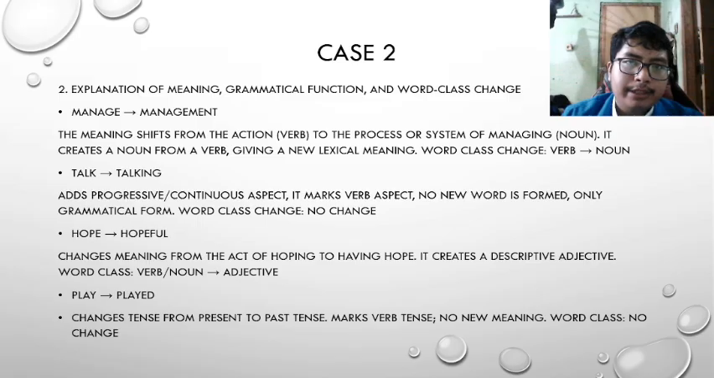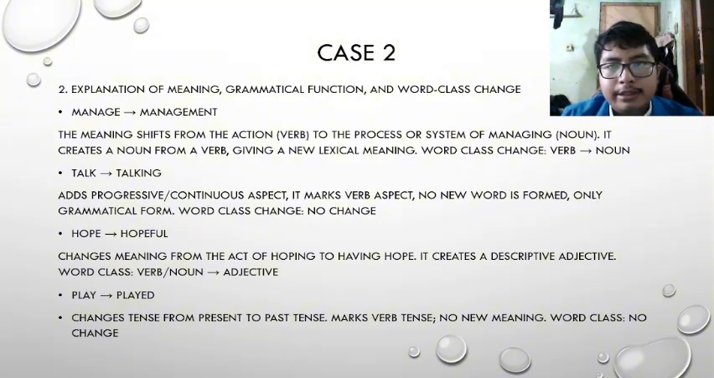Explanation of meaning, grammatical function, and word class change. Manage to management: the meaning shifts from the action verb to the process or system of managing, a noun. It creates a noun from a verb, giving a new lexical meaning and a word class change, verb to noun. Talk to talking adds progressive or continuous aspect. It marks verb aspect; no new word is formed, only a grammatical form.